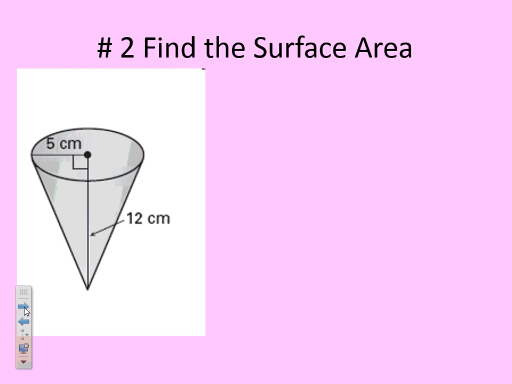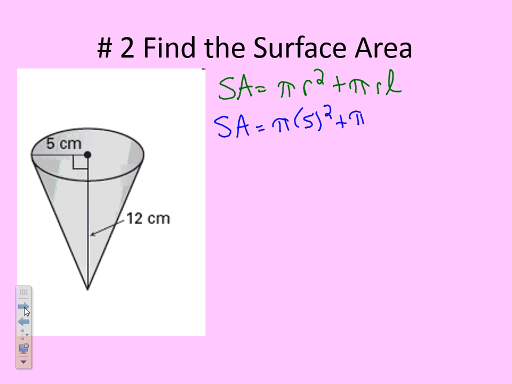Alright. Off to our last example. Make sure we have this one in our notes as well, ladies and gentlemen. So we have our formula, which is surface area equals pi r squared plus pi r L. So we know our radius, so I'll put that in. Surface area equals pi times 5 squared plus pi times 5. Now our problem though is we don't know our slant height, we just know our height. So you have to come over here. If I put this in, this is what I don't know.